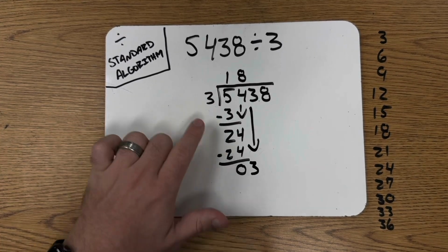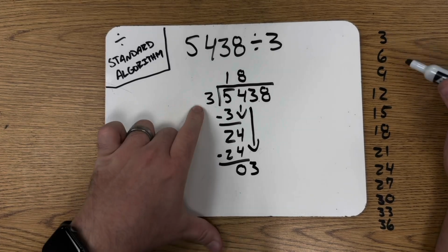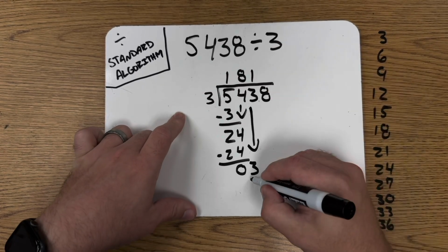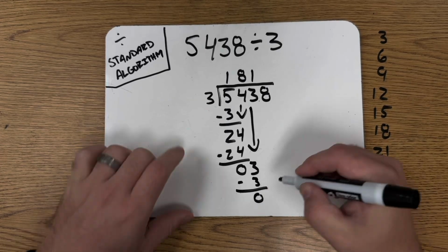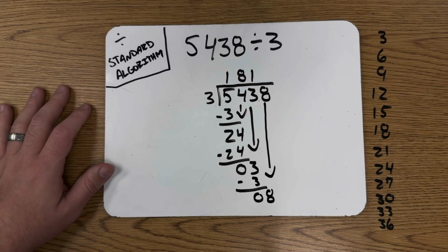Again, I look at this and I'm like, okay, can I do this? And again, I can do it perfectly. I have a 3 available to me. So I do a 1. I do my 3 and I subtract and I end up with 0, and I bring my 8 all the way down and I have my 8 here.